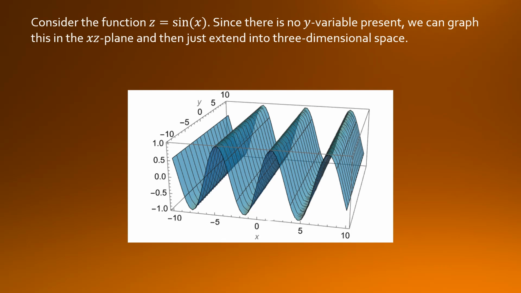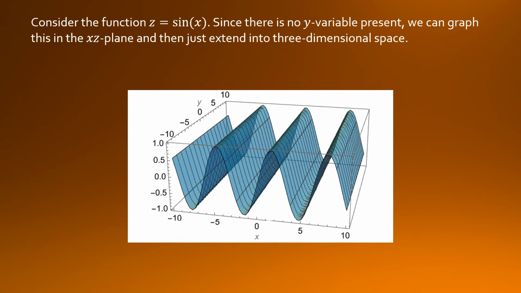Here's another example. In this case, we have z is equal to sine of x. So in this case, we only have one input variable and one output variable. But if we want to graph this in 3-space, we have to take into account the y variable as well, even though it doesn't show up in our equation.